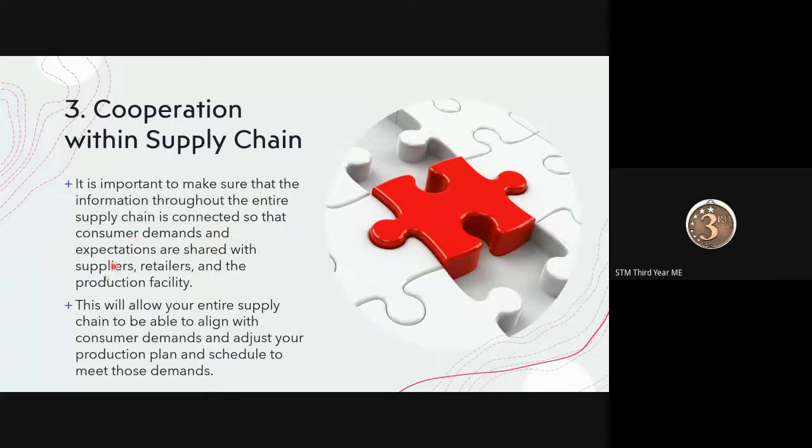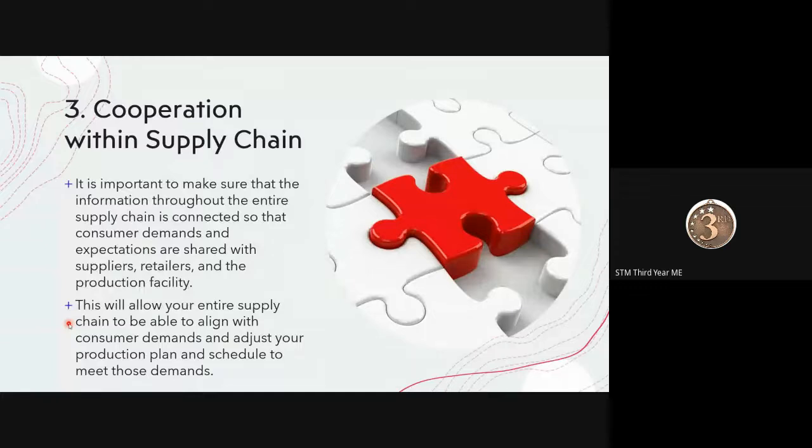Once you share these things with the suppliers, retailers, and the production facility, somehow these reports on the production of that particular product will reach the customer requiring that product as an advertisement. So what is the advantage there? We are keeping the competition alive. That is what is being done there.